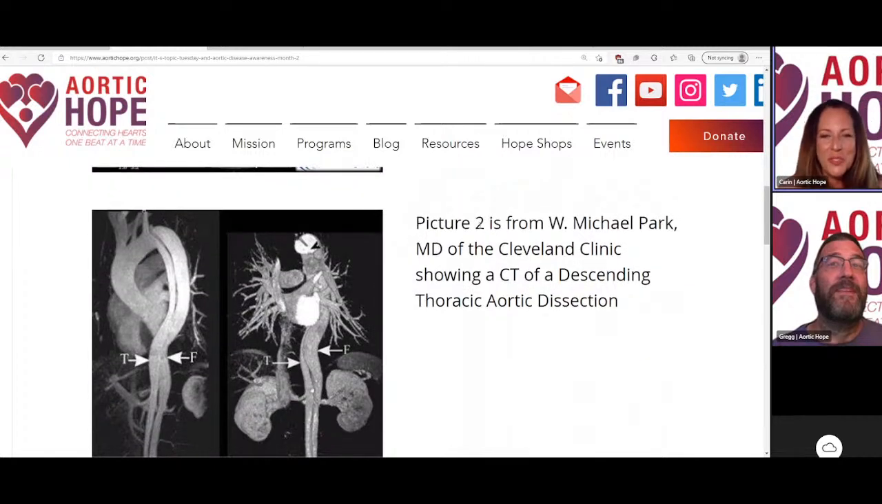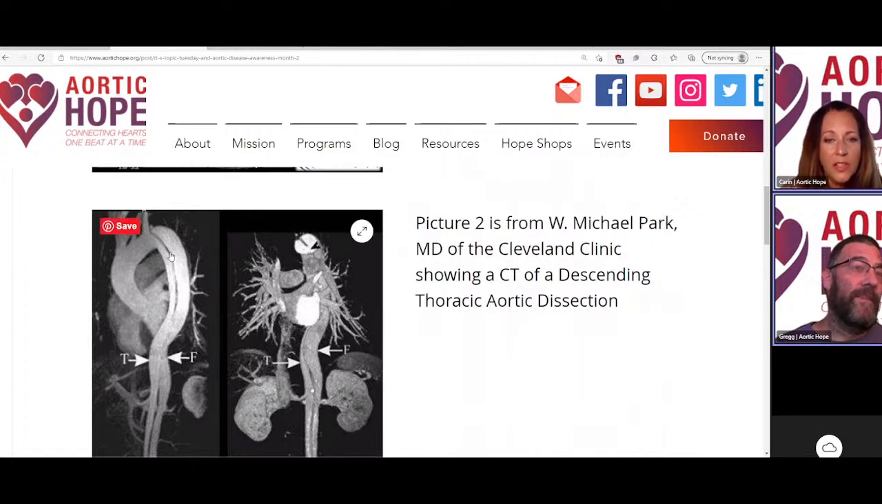What do we got on picture number 2? Picture number 2 is from Dr. Michael Park, who's a doctor at Cleveland Clinic. And this is showing a CT of a descending thoracic aortic dissection. Yeah, you can see that split. And that's already labeled T and F. I'm going to assume true lumen and false lumen. False lumen, yep. Interesting.